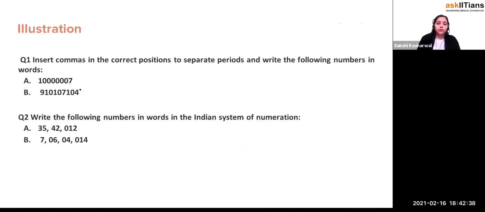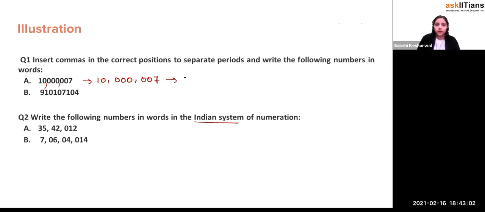Okay, insert the commas in the correct position to separate the periods and write the following in words, right? So if I go with the international system, because here it's talking about the Indian system, so let's go with the international system. So this is equal to this, and then this, right? Like this, then 1, 2, 3, and then 007. So this is equal to what, beta? 10 million, right or not?